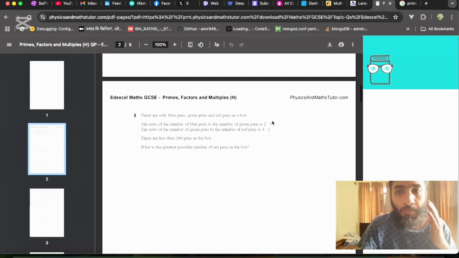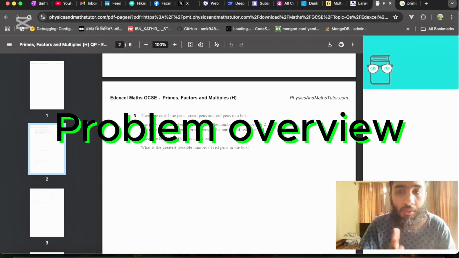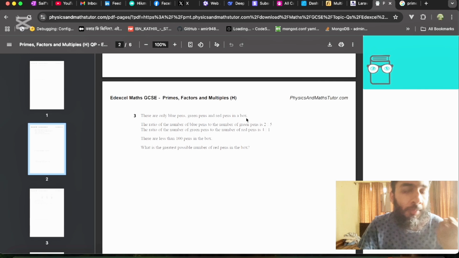Now I'll focus on problem number 3. It's a very interesting one. It says there are only blue pens, green pens, and red pens in a box. The ratio of the number of blue pens to the number of green pens is 2:5, and the ratio of the number of green pens to the number of red pens is 4:1. There are less than 100 pens in the box. What is the greatest possible number of red pens in the box? So what is the maximum possible number of red pens?